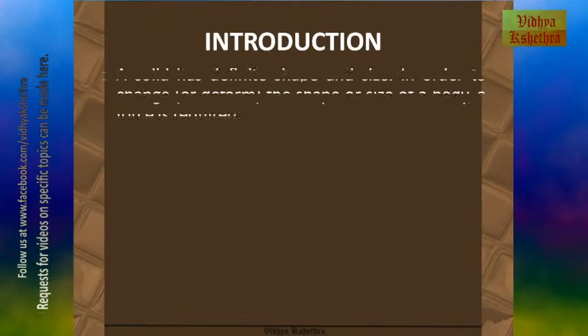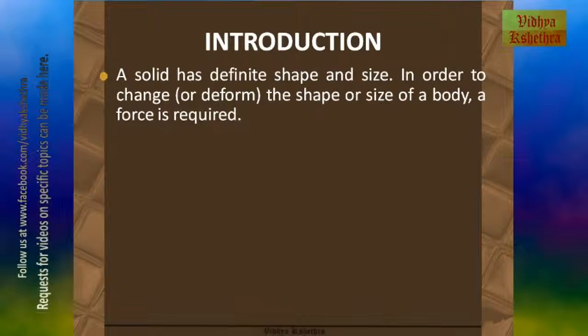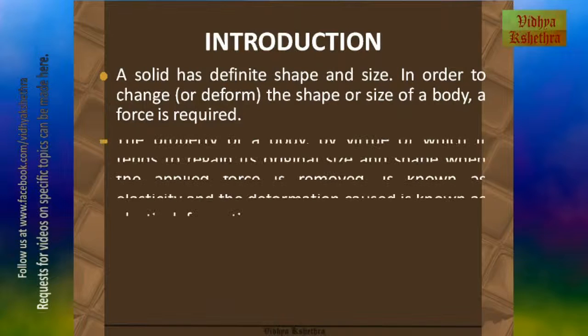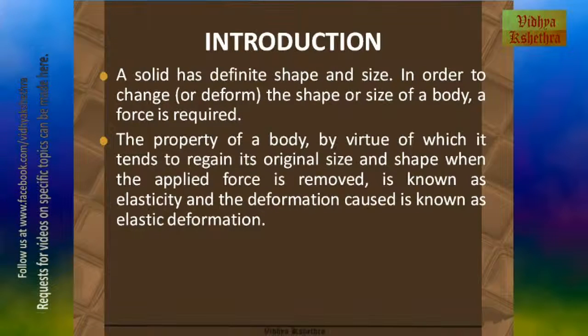First, introduction. A solid has definite shape and size. In order to change or deform the shape or size of a body, a force is required. The property of a body by virtue of which it tends to regain its original size and shape when the applied force is removed is known as elasticity, and the deformation caused is known as elastic deformation.